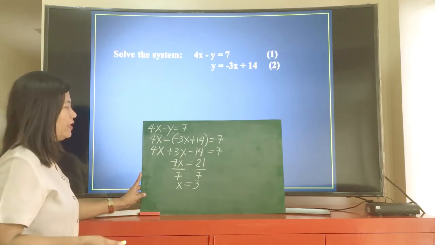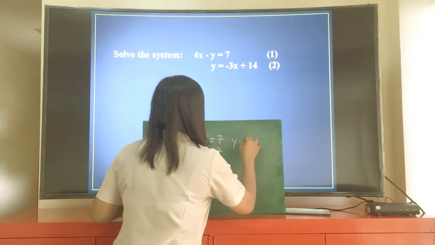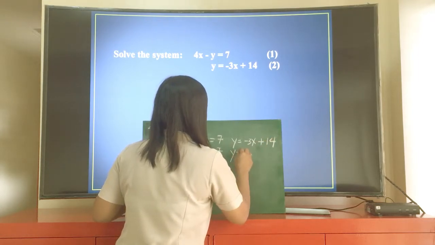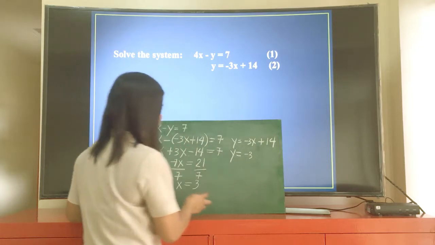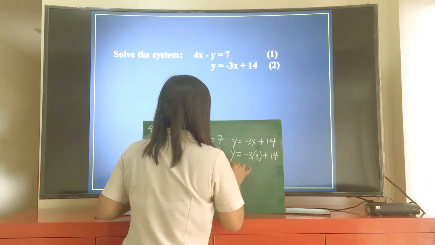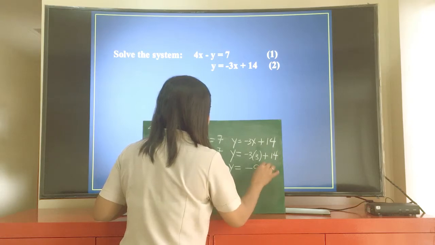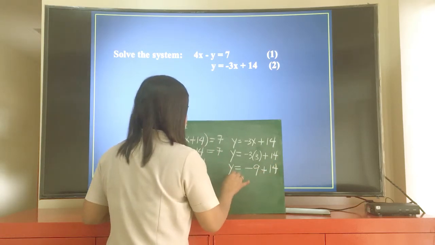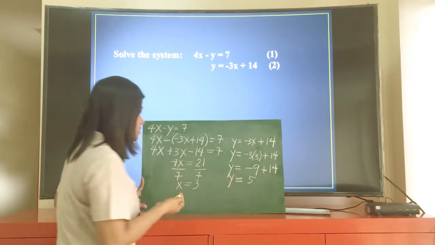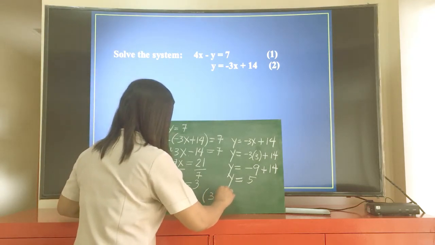the value of y. Let's say equation 2. y is equal to negative 3x plus 14. Our x is 3. Copy y is equal to negative 3 times 3, which is negative 9, plus 14. So what is the value of y? It is 5. So we now have the coordinates of the point (3, 5).